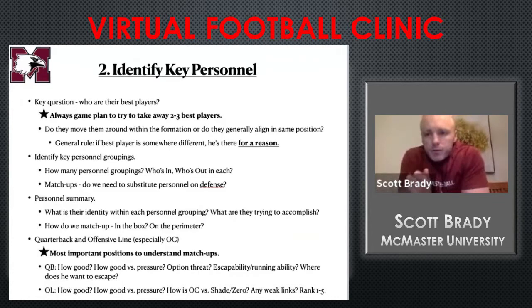So the starting point for us, once we have all the data input, everything starts with personnel. Okay. And so the most important thing for us when we're getting ready to play an opponent is who are their best players. And every single week, if you're to boil it down to one simple philosophy, it's got to be we're trying to take away their 2 to 3 best players every single week. That's going to differ, according to the team.